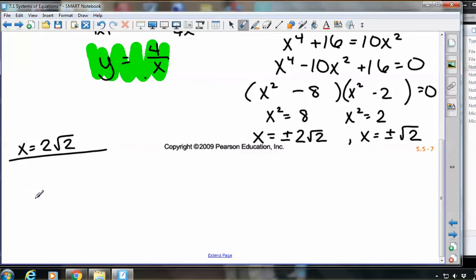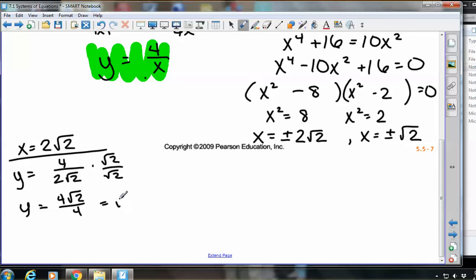Okay, so if x is 2 radical 2, and I plug that in, y would be 4 over 2 radical 2. Can you leave a radical on the bottom? So we get 4 radical 2 over 4, which is just radical 2. So 2 radical 2, comma, radical 2 is an answer.